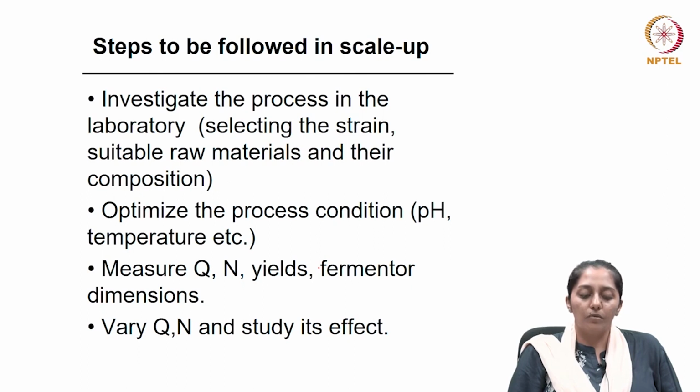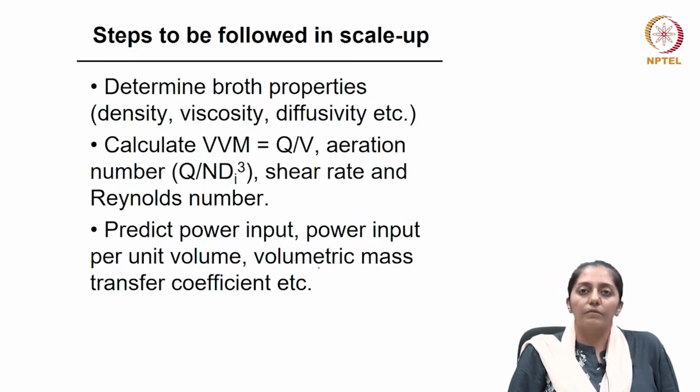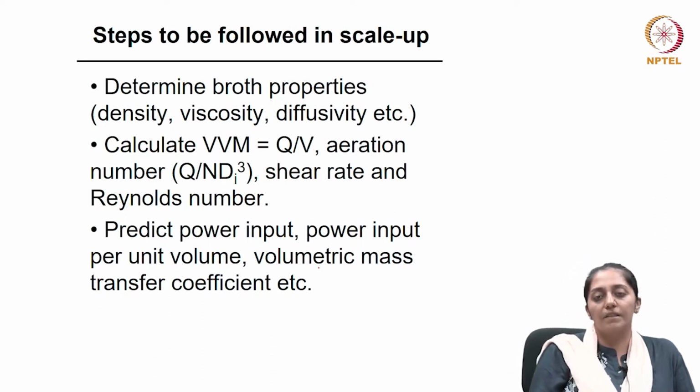Now, vary Q, which is volumetric gas flow rate or the pumping rate, and impeller speed, and study its effect on the performance of the reactor. Further, determine the broth properties, the liquid properties: density, viscosity, diffusivity, and other parameters of the liquid. Calculate the VVM, which is Q by V, the volumetric gas flow rate per unit volume, the aeration number, which is nothing but Q by NDi cubed, shear rate, and Reynolds number. So, with the help of the properties measured, we can calculate the gas flow rate in terms of VVM, aeration number, shear rate, and Reynolds number.